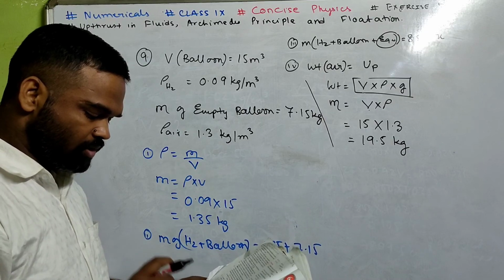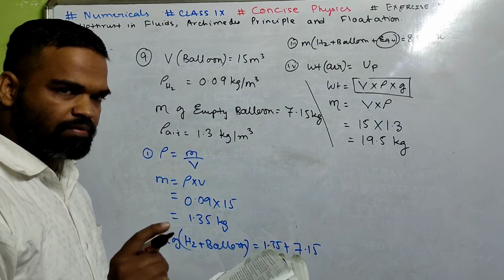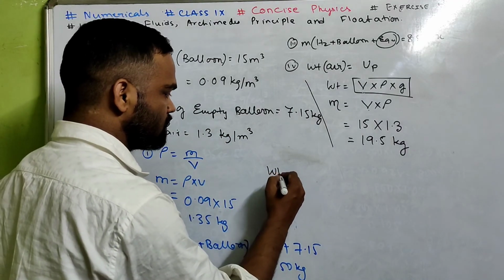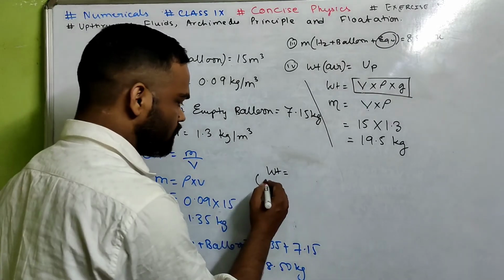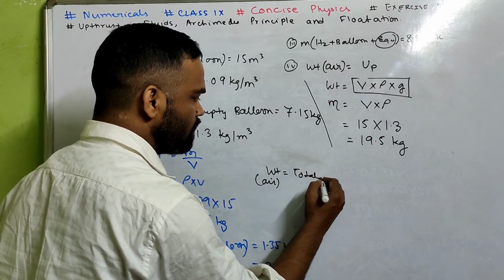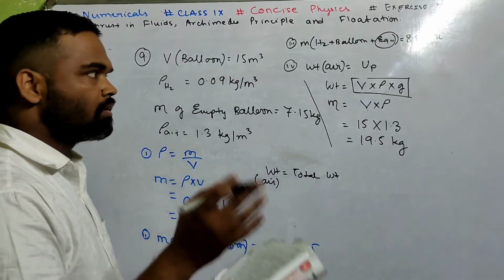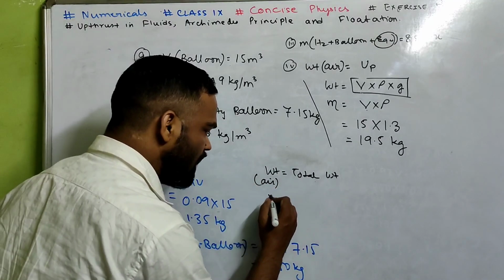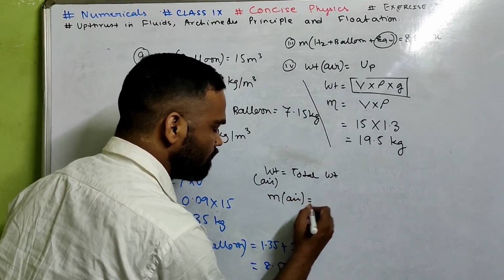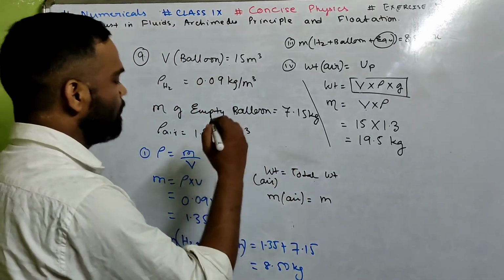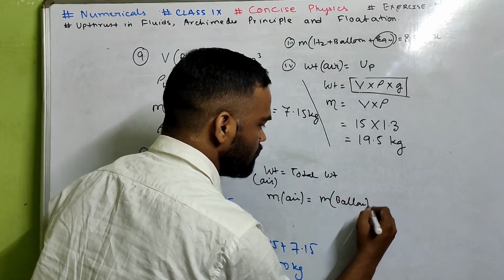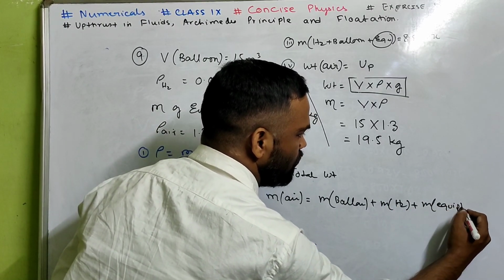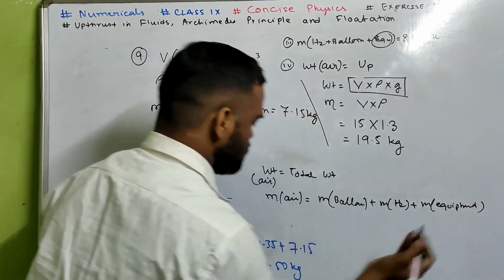Now number 5. The mass of the equipment using the law of flotation. According to the law of flotation, we can say the weight of the air displaced is equal to total weight. Total weight means the weight of the balloon, equipment, hydrogen, everything, which means mass of the air displaced will be equal to mass of balloon plus mass of hydrogen plus mass of equipment. Yes or no? Equipment.